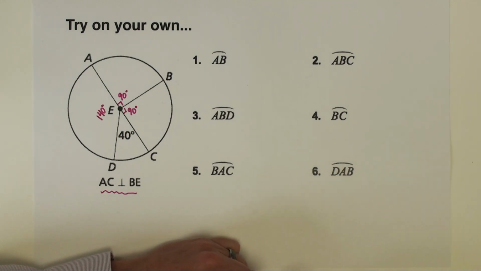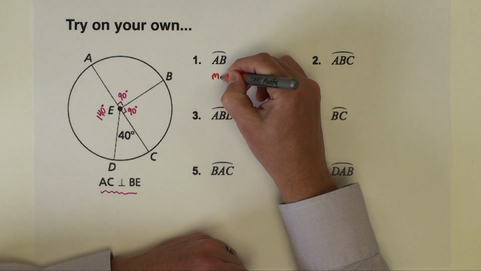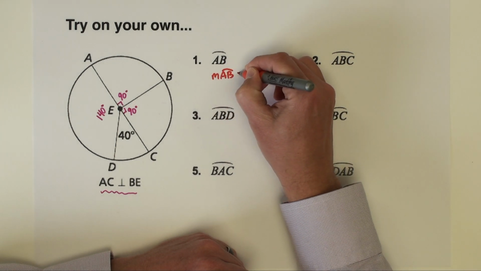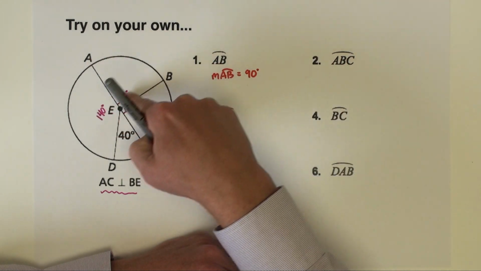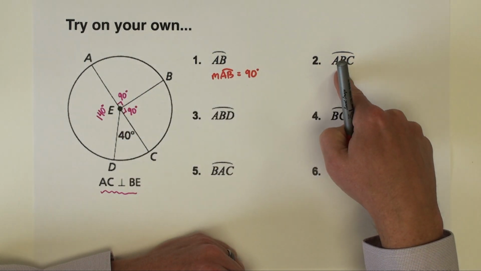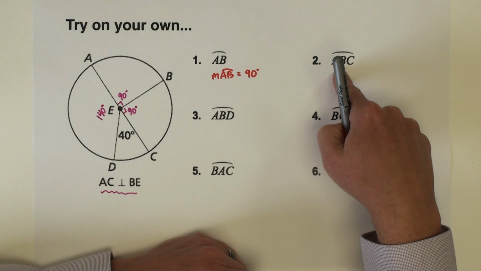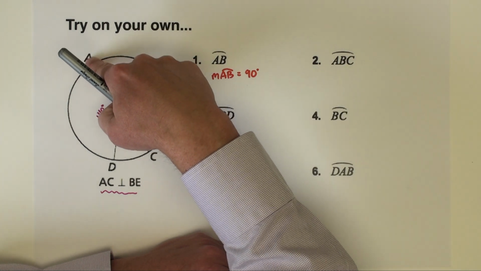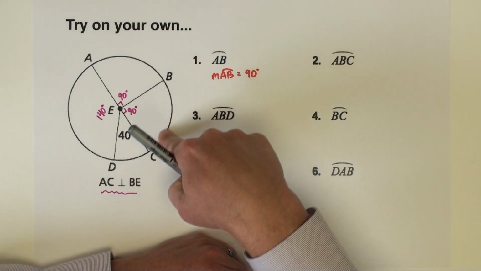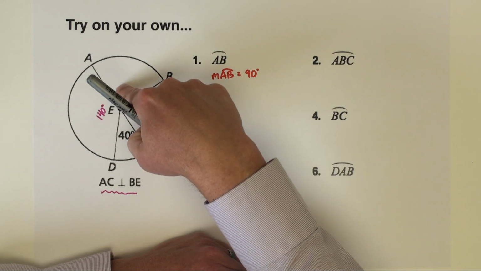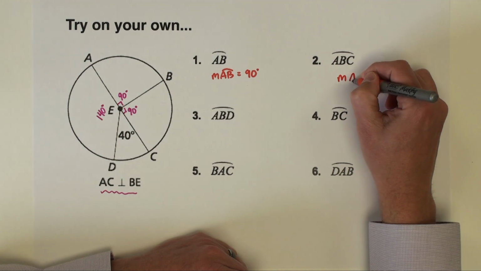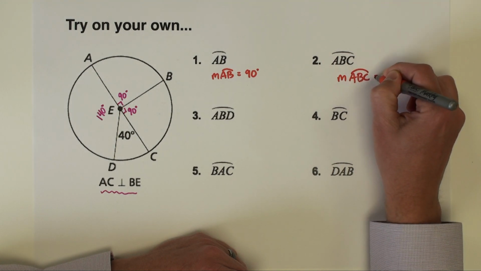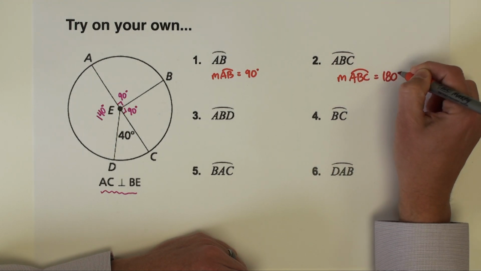The first one, the measure of arc AB, we have the angle already. It's 90 degrees right here. Second one, measure of arc ABC. So go through B, and end at C is going to be the 90 plus 90, these two angles right here. Measure of arc ABC is 180 degrees.